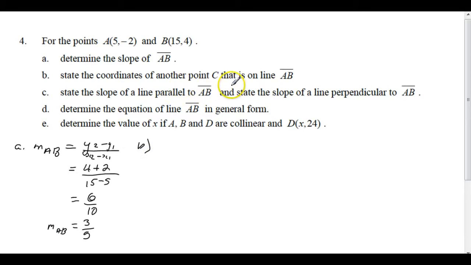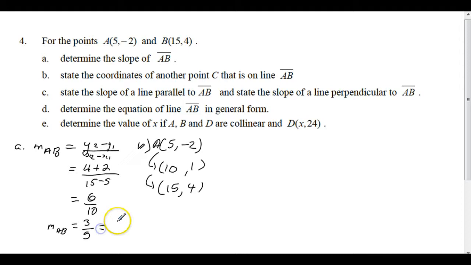State the coordinates of another point C that is on the line AB. To get to any other point, I'll just start at A, which is 5, negative 2. The slope says go up 3 and go right 5. If I go up 3, I'll be at positive 1, and right 5, I'll be at 10. From there, I can do the same thing again. Go up 3 and right 5, so 15, 4.